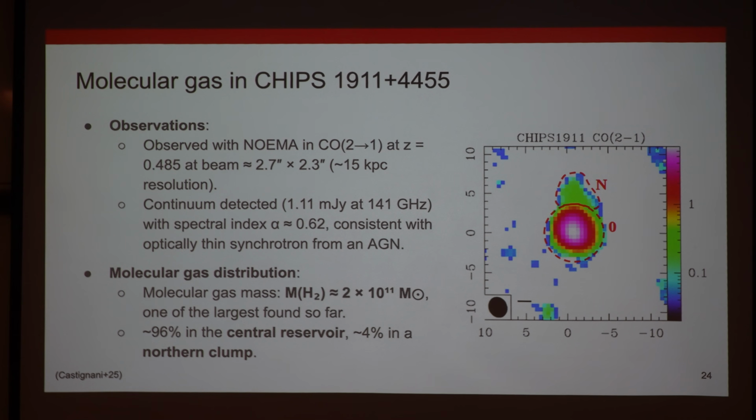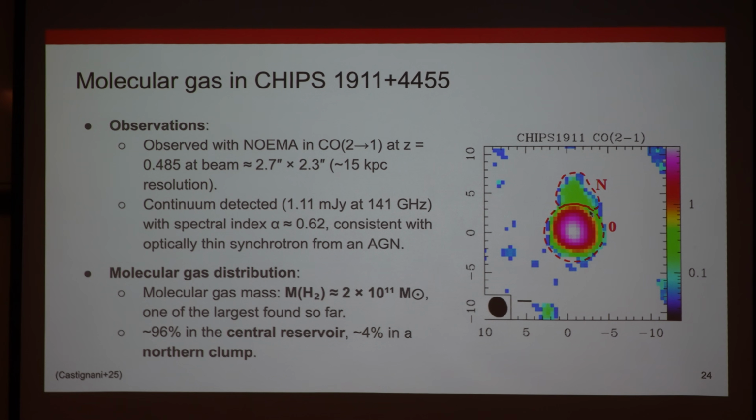So molecular gas observation is the gas detected at roughly 10 to 100 Kelvin. This is very strong evidence that this cluster itself has enough fuel, or enough cold gas, to form the star formation that we have detected in the optical spectra. And the molecular gas mass they estimated is 2 times 10 to the 11 solar mass, which is one of the largest they have ever found.